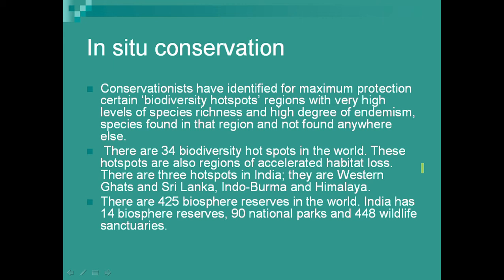So what is a biosphere reserve? A biosphere reserve is a specified area in which multiple use of land is permitted by dividing it into three zones. That is a core zone, a buffer zone, and the manipulation zone. India has 14 biosphere reserves, 90 national parks, and 448 wildlife sanctuaries.